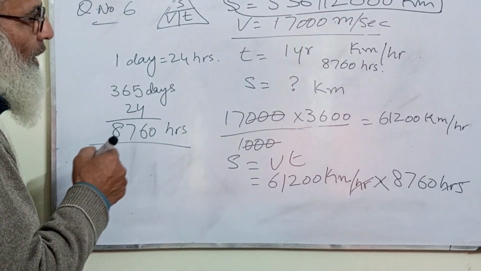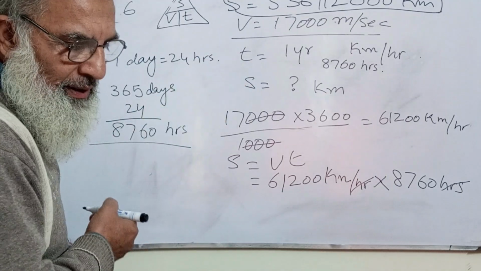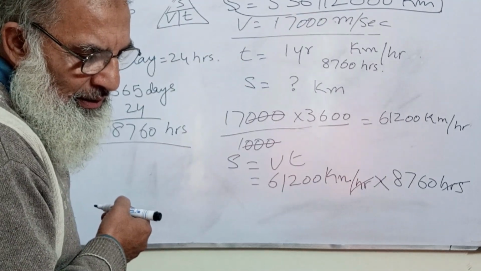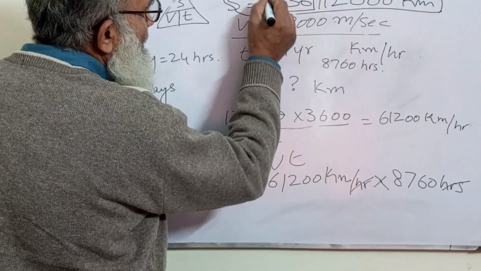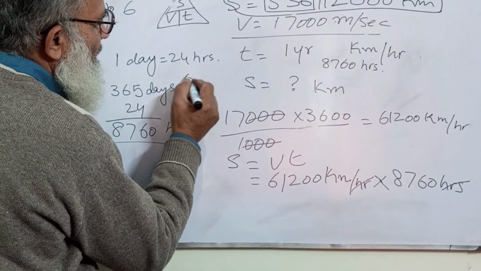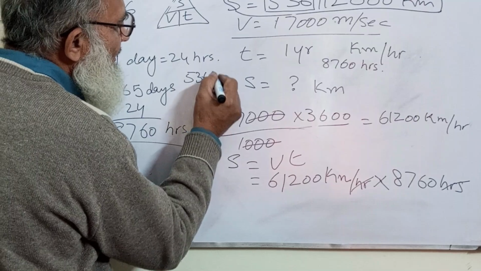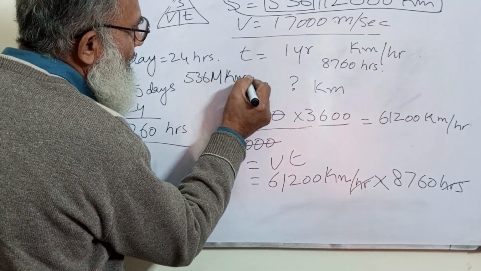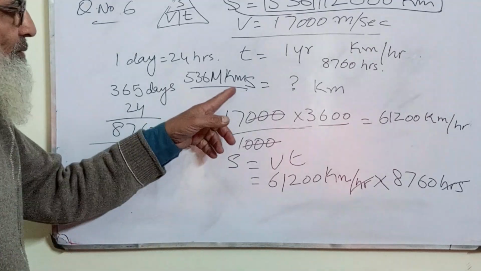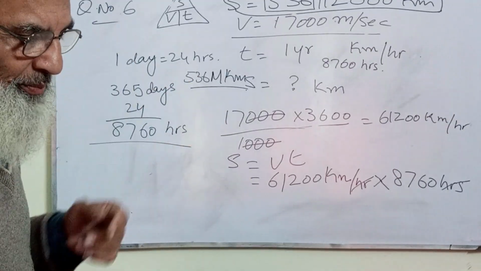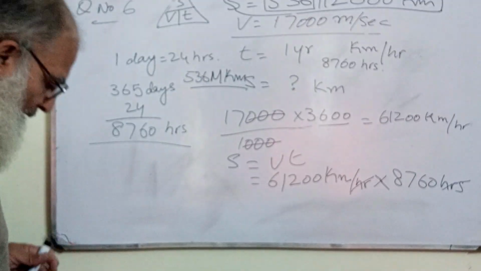Now, what is this? This is almost 536. You can take only 536 million kilometers. You can write it like this: 536 million kilometers.